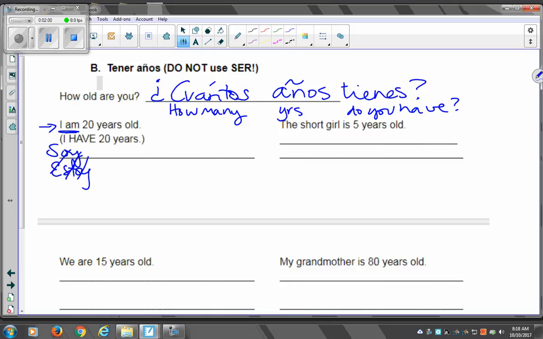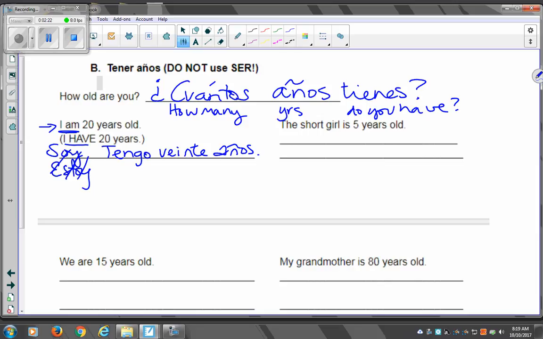With age, you're going to say I have 20 years. Yo tengo 20. Make sure you spell 20 correct. Yo tengo 20 años. I have 20 years. So if you can rethink the sentence, then it really isn't hard.